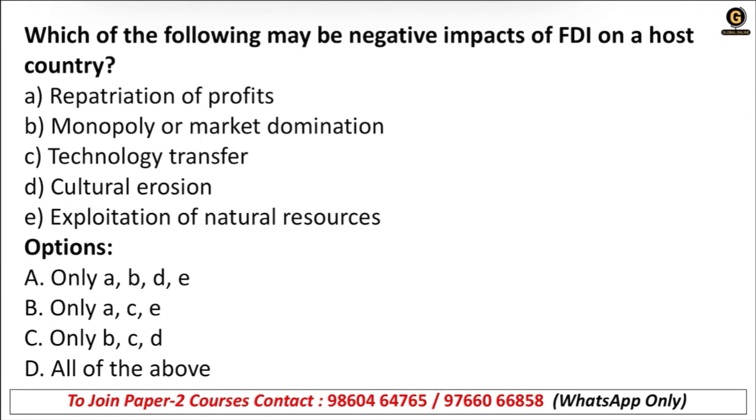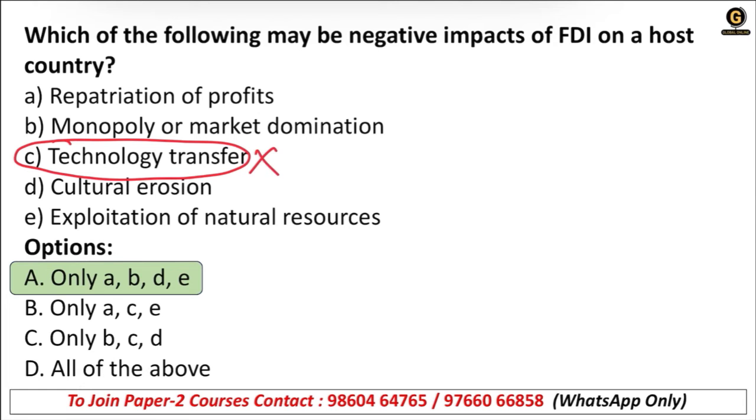Next. Which of the following may be a negative impact of FDI on a host country? A, repatriation of profits; B, monopoly or market domination; C, technology transfer; D, cultural erosion; E, exploitation of natural resources. So the right answer is option A, B, D, E. Apart from C, all are correct, we can say.